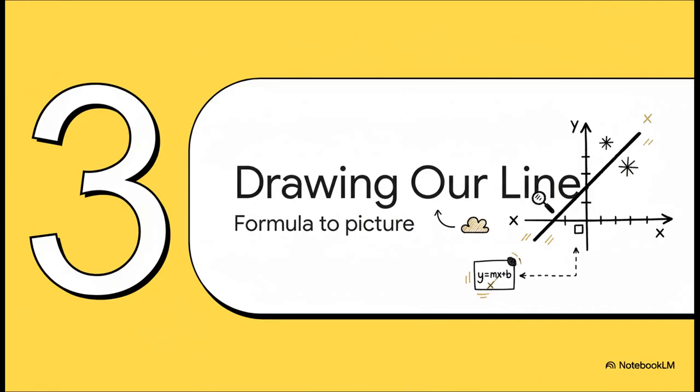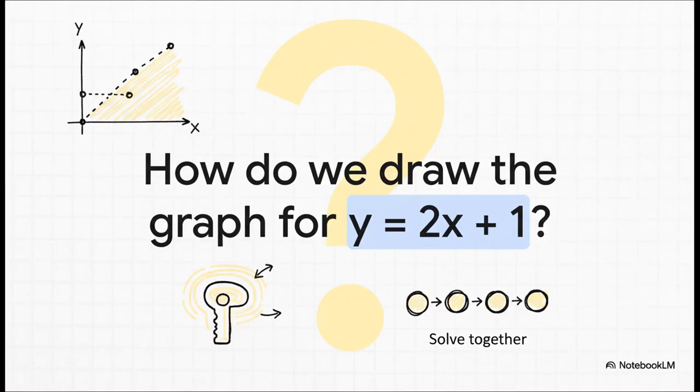Okay, enough talking about letters and formulas, right? Let's do something way more fun. We're going to take one of these formulas and actually turn it into a picture. We are going to draw the line. So here's our mission, should we choose to accept it. We need to draw the line for the equation y equals 2x plus 1. So how in the world do we turn that into a drawing? Well, the secret is just to find a couple of points that live on that line, and then we just play connect the dots. Let's do it together.